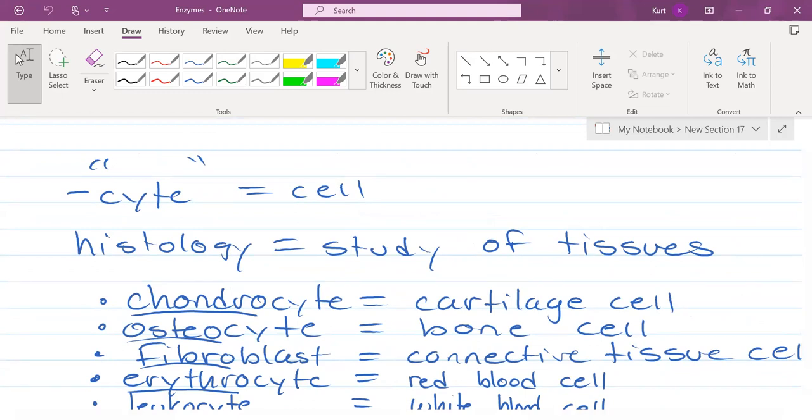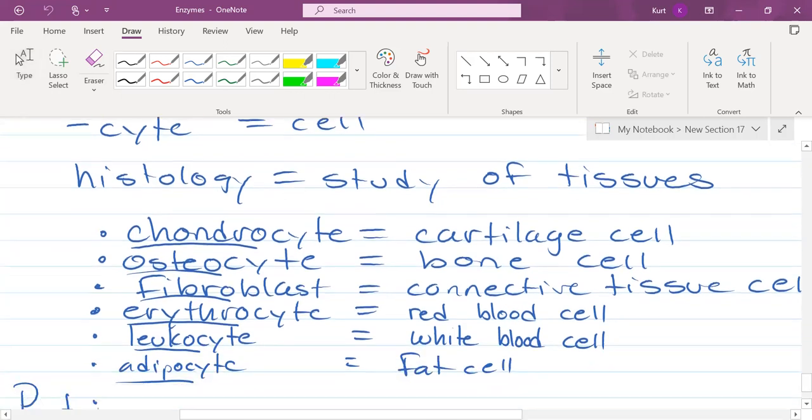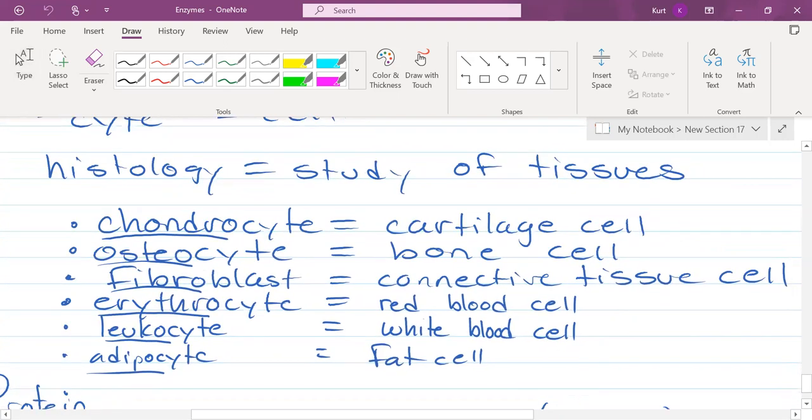Histology is the study of tissues. Do you remember what you call the study of cells? Cytology. Cyte means cell. Cytology means the study of cells. Ology means study of. And then here's a few different cells that you're going to see today.